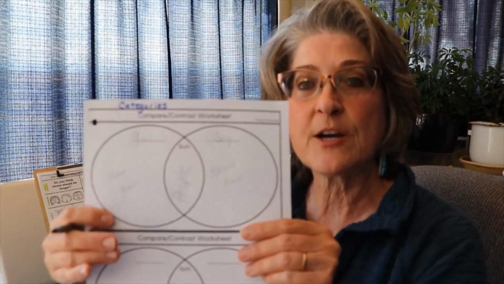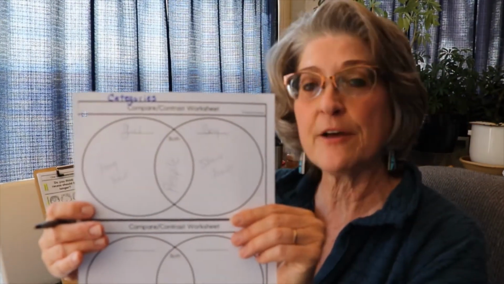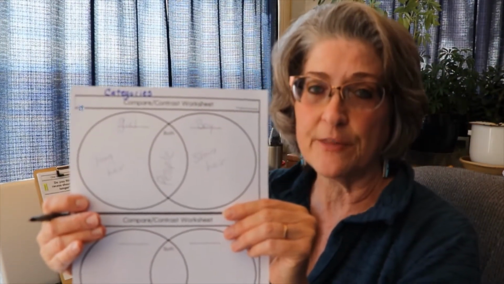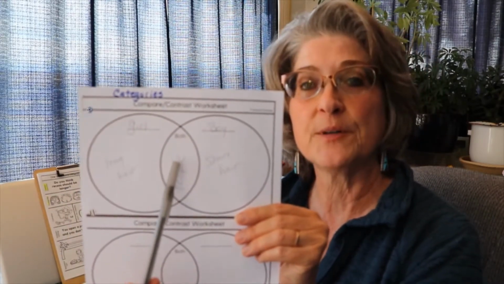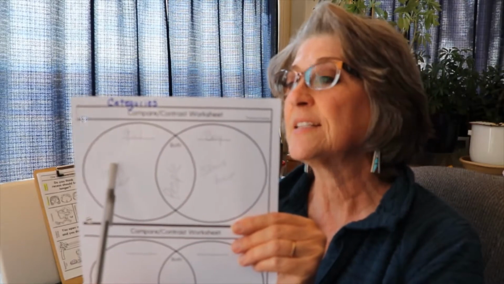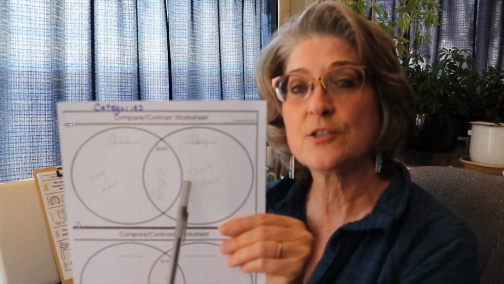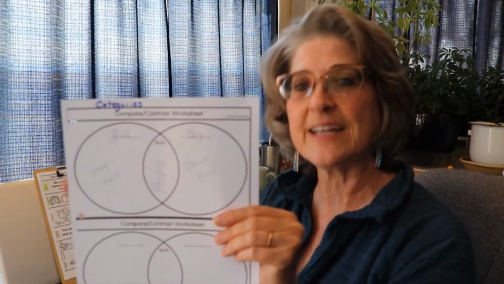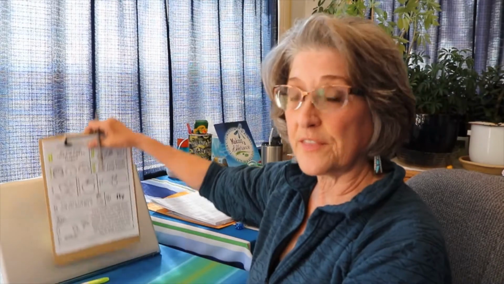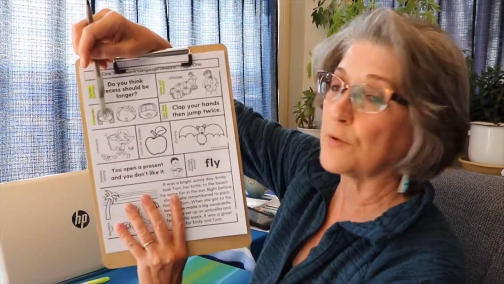So when we talk about compare and contrast, we just want to talk about how things are alike and how things are different. They are alike because they are both people. The girl has long hair and the boy has short hair. So we're doing a very simple compare and contrast. How are they alike? How are they different? And that goes, again, with the categories box.